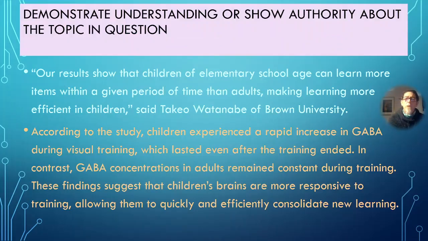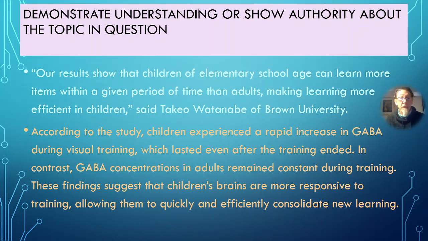It's also going to show an understanding or an authority about the topic. So here we've got a wonderful example by Takeo Watanabe of Brown University. Again, it's that direct speech. Remember, these are all things that you would expect to find in a piece of text. "Our results show that children of elementary school age can learn more items within a given period of time than adults, making learning more efficient in children." Again, showing that understanding.